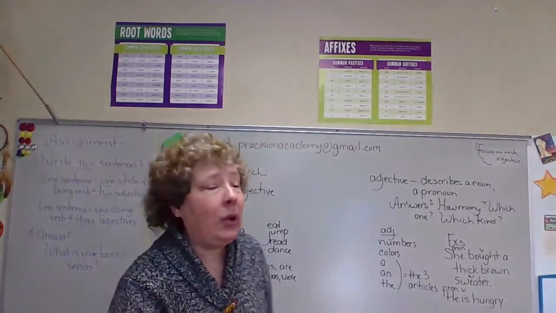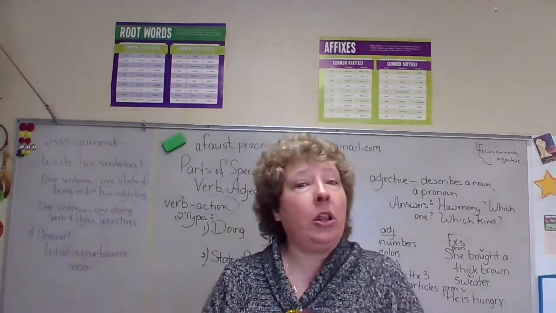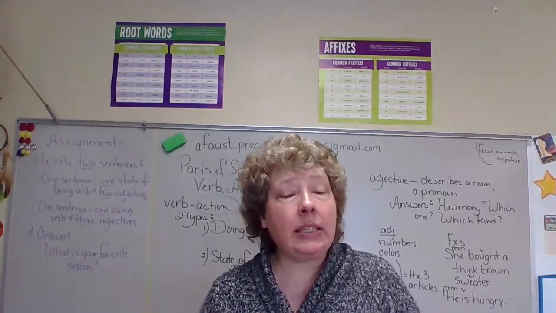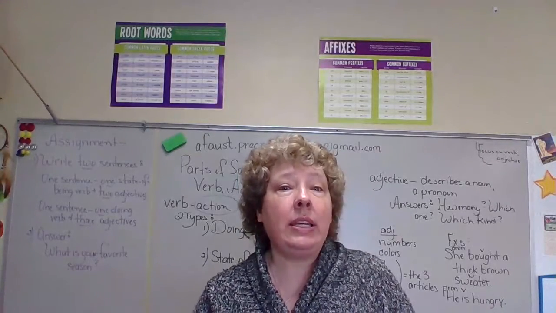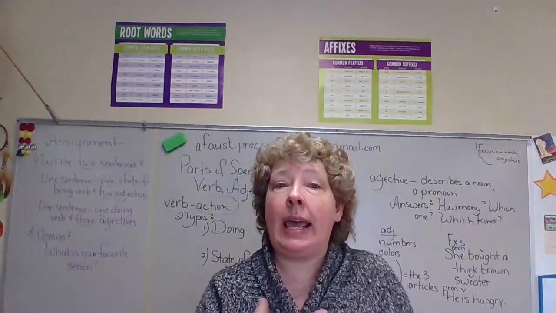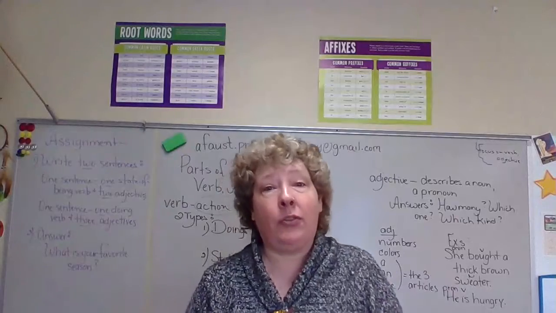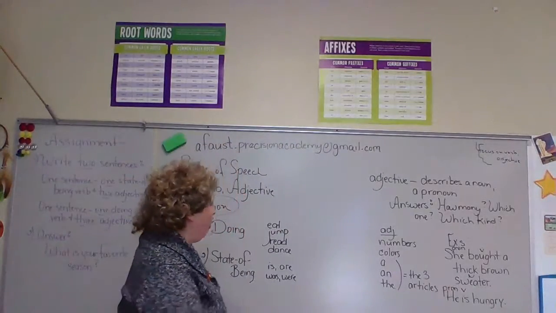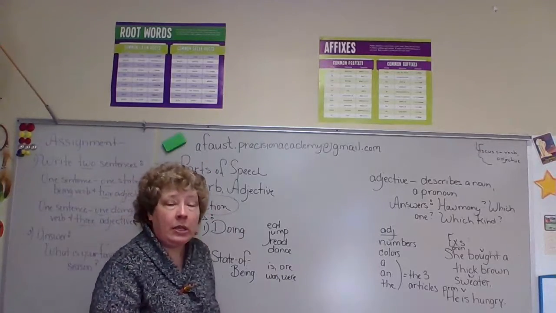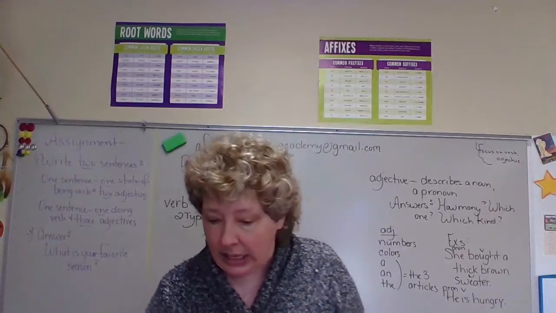And a state of being works off of your to be verbs. If you remember those, such as I am, he is, we are. So is and are are the ones we focus on. We don't focus on am. So you can think of your state of being as your to be verbs. And there are only four: is, are, and then the past tense, was, were.